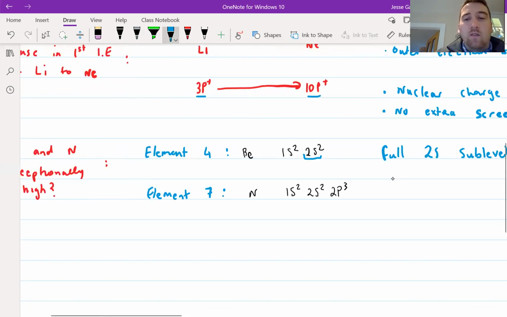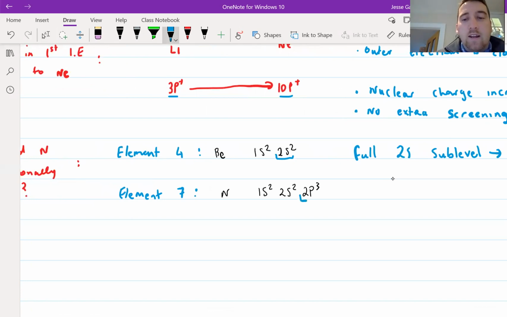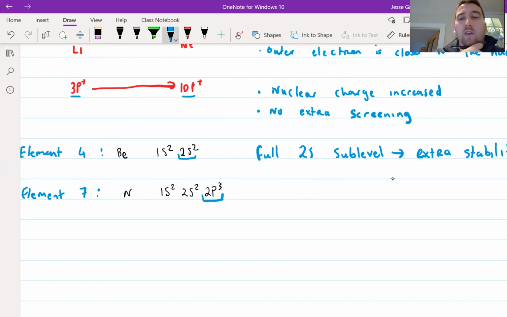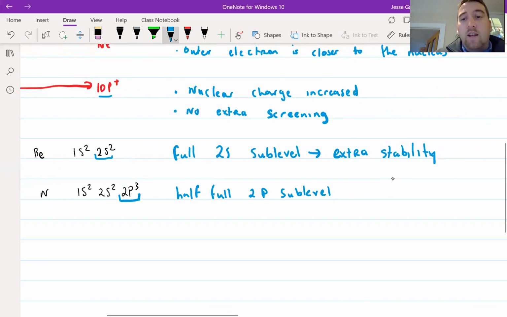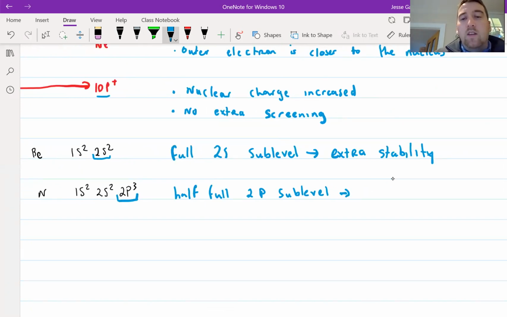What about this one? Well, this one has some special configuration here. What is that? Well, if you didn't get the first one, hopefully now you can pause the video and tell me about this. Okay, so this is a half full 2p sublevel. It's half full. And half full has extra stability. So this gives nitrogen extra stability, and it's harder to remove the outer electron.